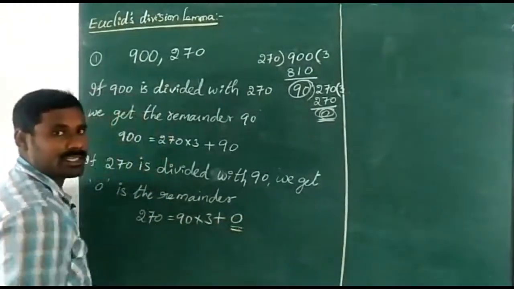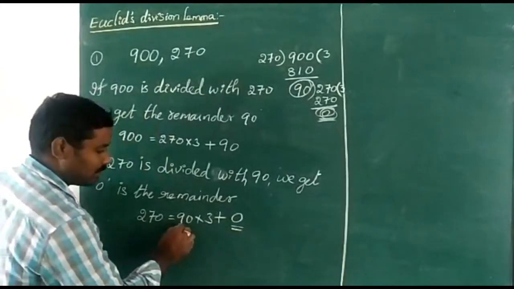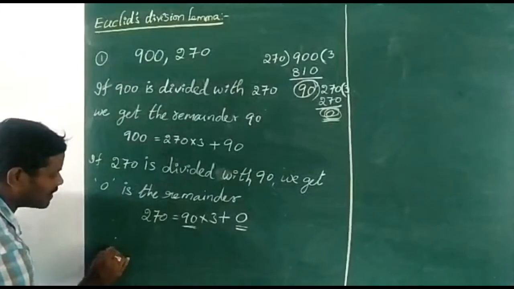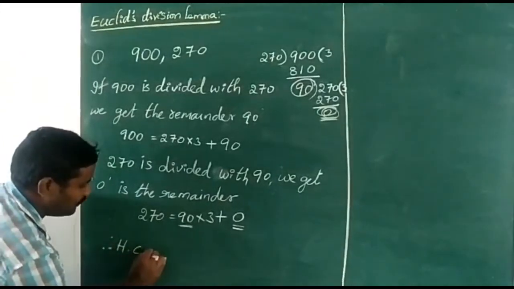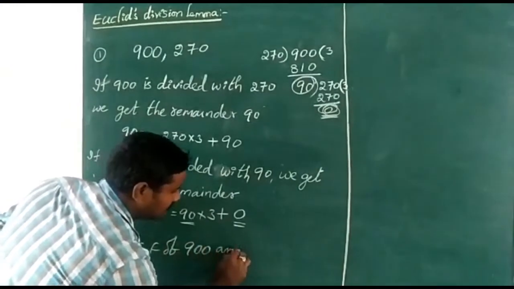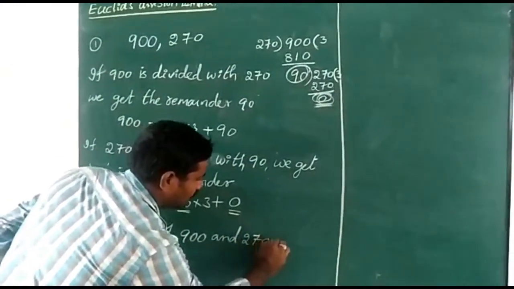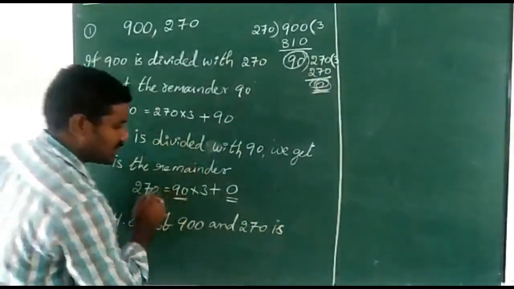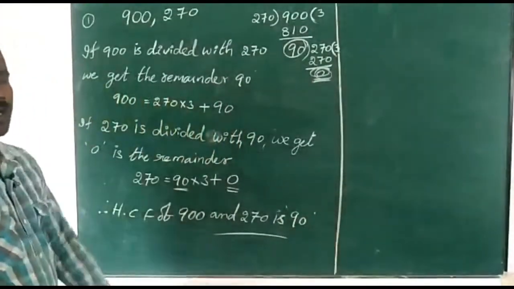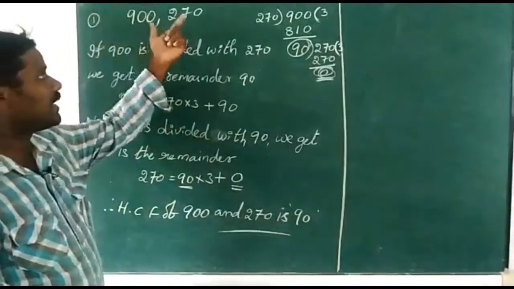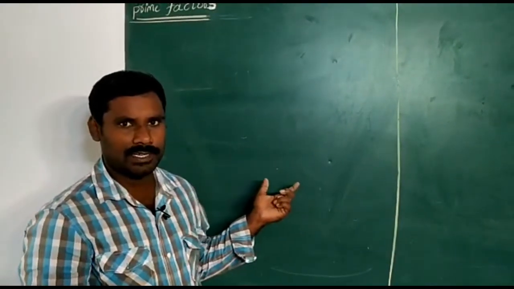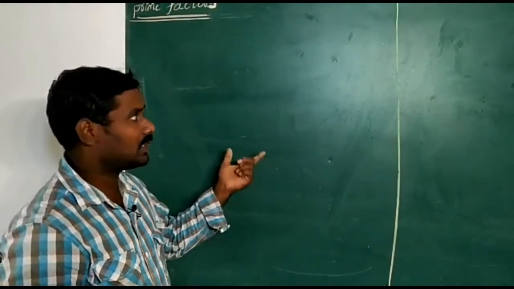When you get the remainder 0, at that time the divisor is called the HCF of the given numbers. Therefore, the HCF of 900 and 270 is 90. We have already completed Euclid's division lemma, and by using it we are finding the HCF.